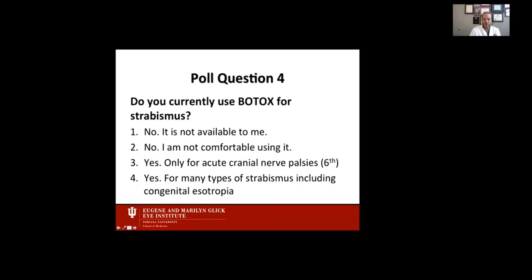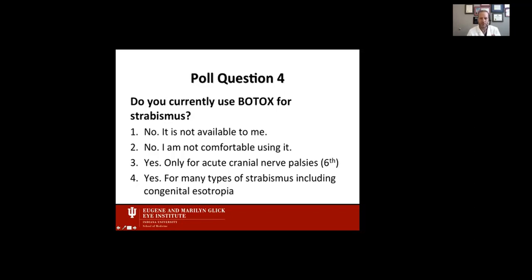Our next poll question has to do with BOTOX. Now, for a lot of us, BOTOX just isn't available. But if it is available, launch our poll here so you can see it. What do you do with BOTOX?